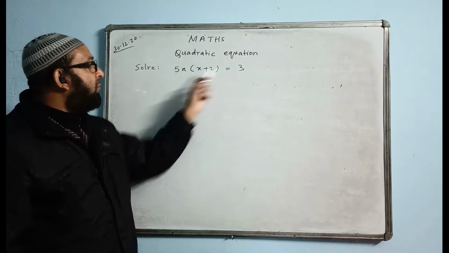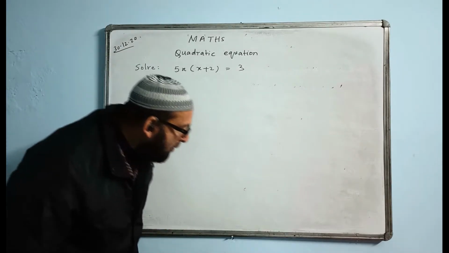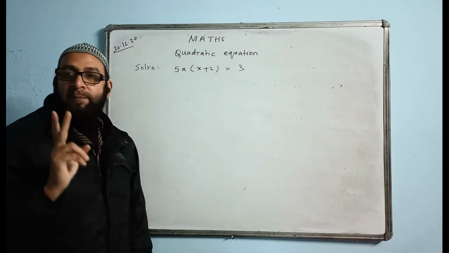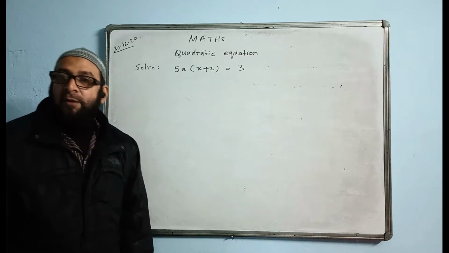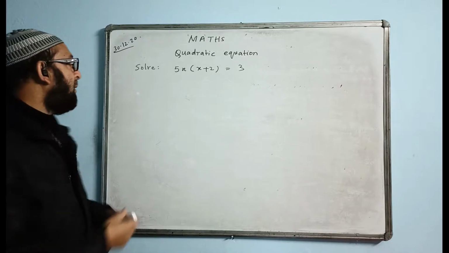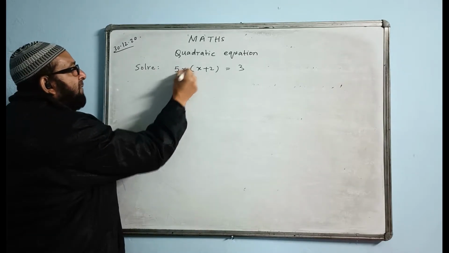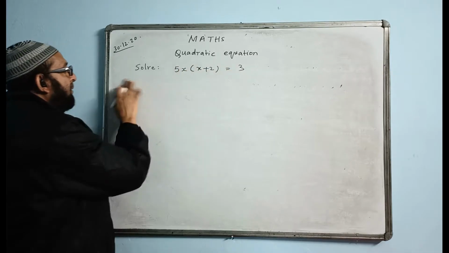Solve this equation for x and give your answer correct to two decimal places. The question says you have to give your answer correct to two decimal places. The equation is 5x(x + 2) = 3.